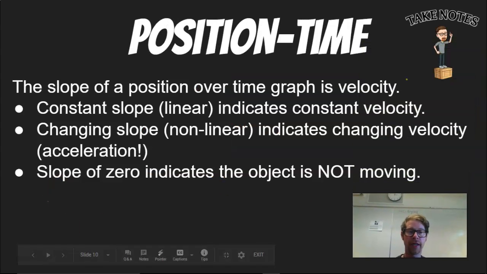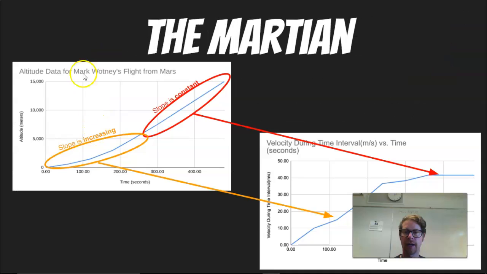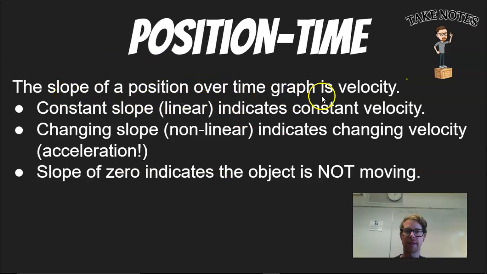So here are your takeaways from what we just saw. The slope of a position over time graph, just like we used with the altitude data, is velocity. So constant slope or linear indicates constant velocity, and constant velocity is shown as flat on a velocity graph. Changing slope, when it's nonlinear, indicates that the velocity is changing. We call this acceleration. And the slope of 0 on a position over time graph, where the position graph is flat, it's just not moving, right? It's at a standstill.